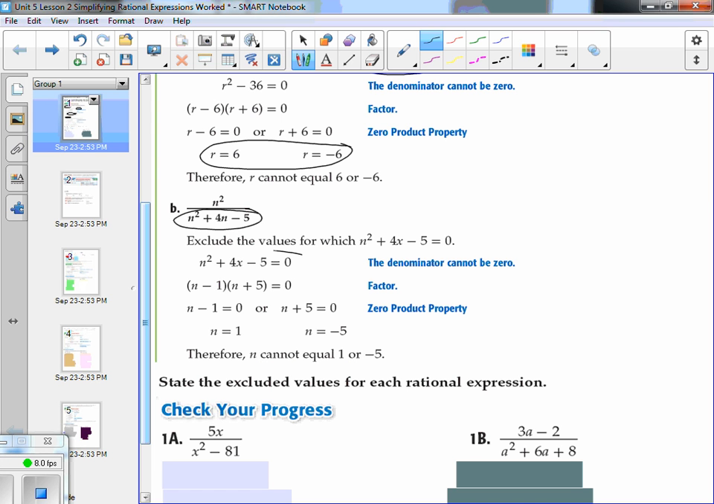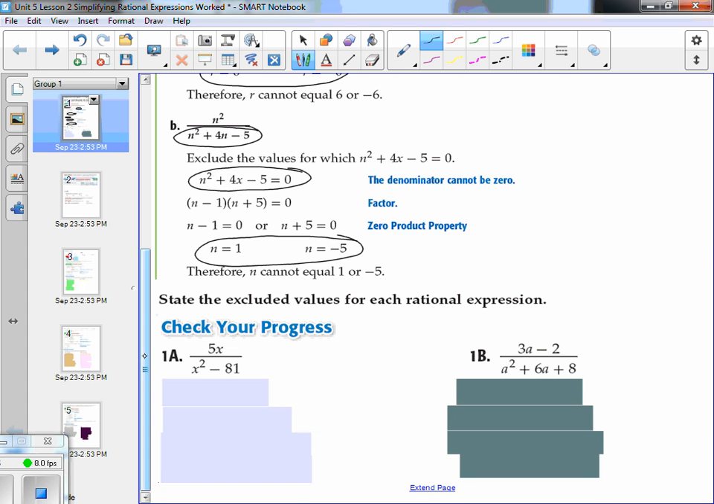All right? Set that equal to 0. They put an n and an x in their equation, they messed up there. Then you can either solve it using the quadratic formula, or this one's factorable, so you can solve it by factoring, and therefore the excluded values for n are 1 and negative 5. Okay? All right, so let's do this one together.